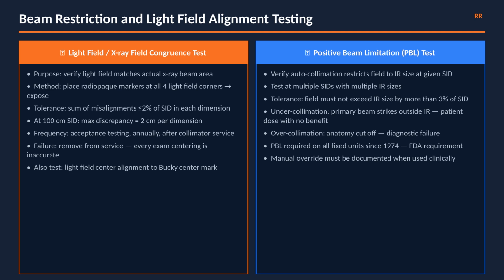Positive beam limitation, PBL, testing. Verify that autocollimation restricts the field to the image receptor size at every tested SID and receptor size combination. The field must not exceed the receptor size by more than 3% of SID, required for all fixed radiographic units since 1974 per FDA regulation.